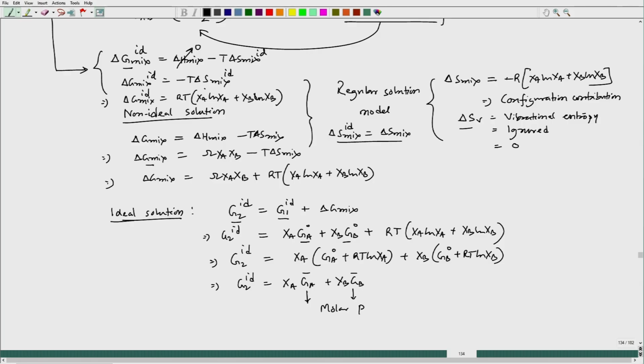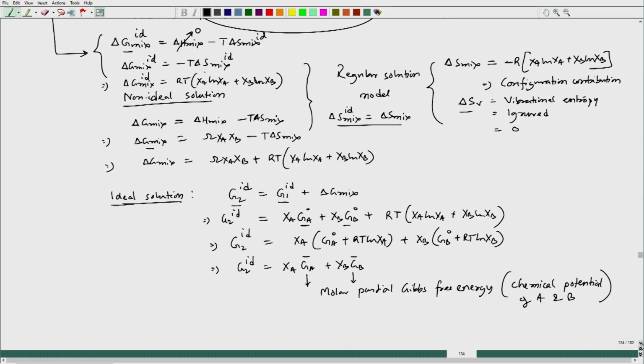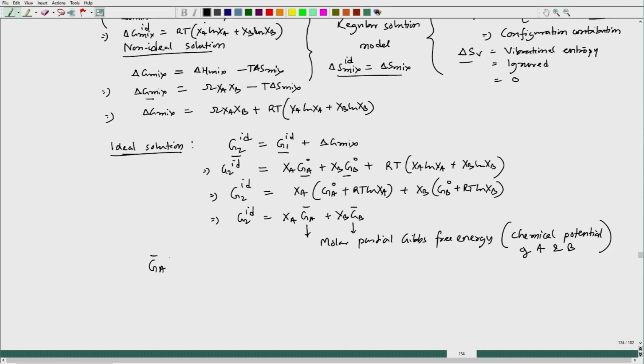We can say molar partial Gibbs free energy, or chemical potential, of A and B in the solution. Fine. So GA bar equals GA naught plus RT ln XA, and GB bar equals GB naught plus RT ln XB.